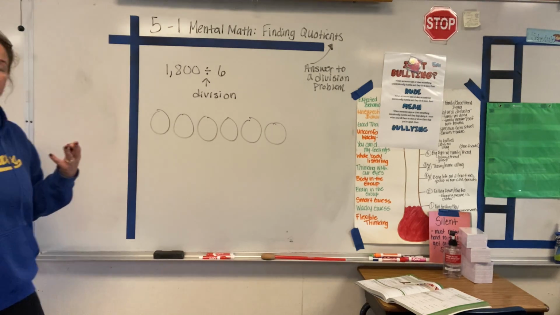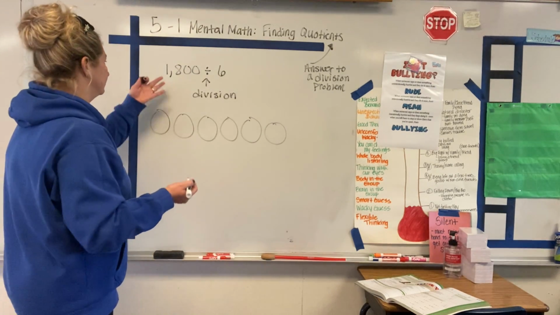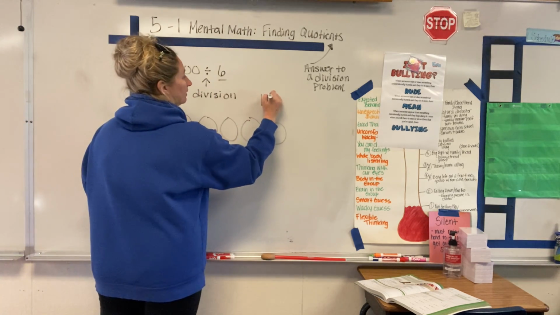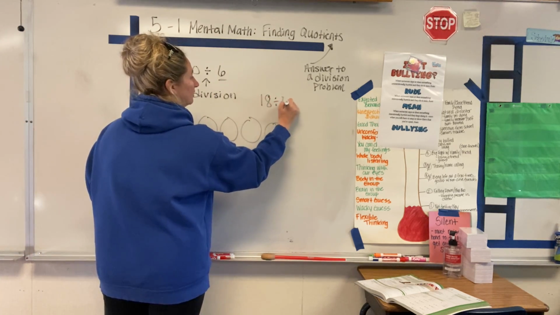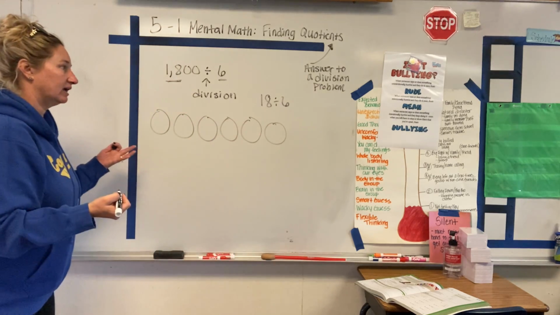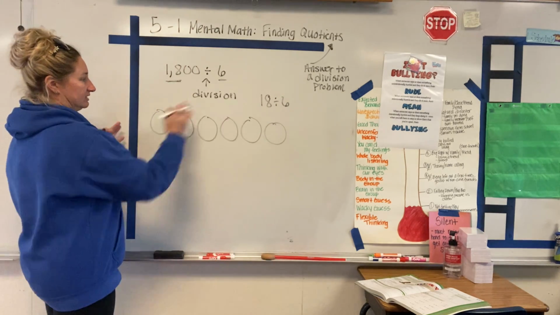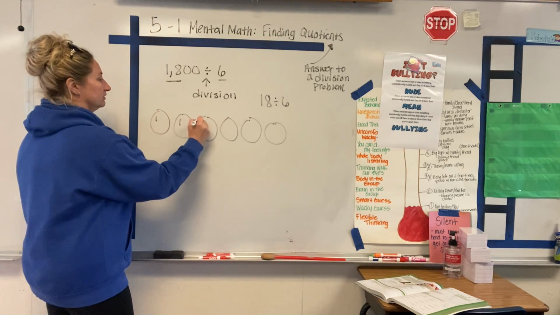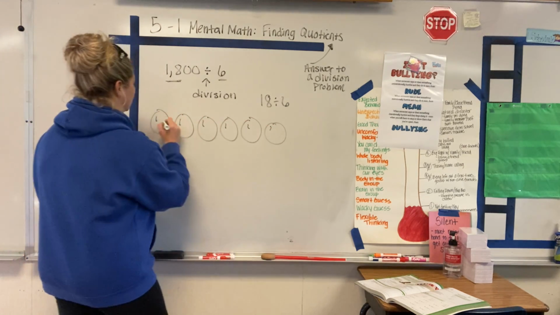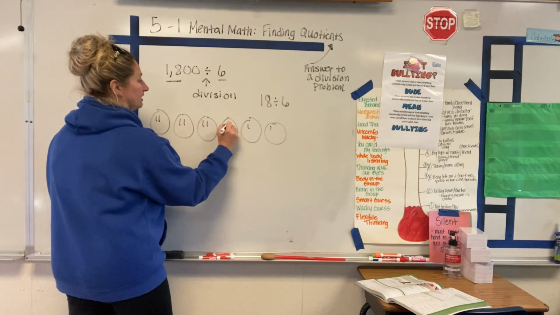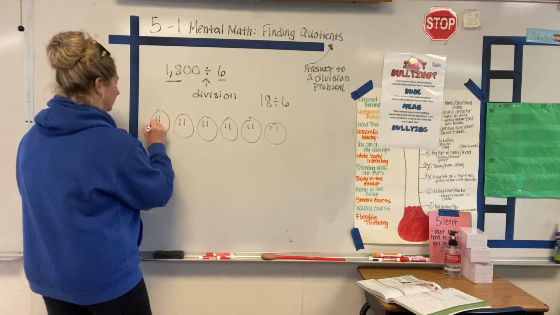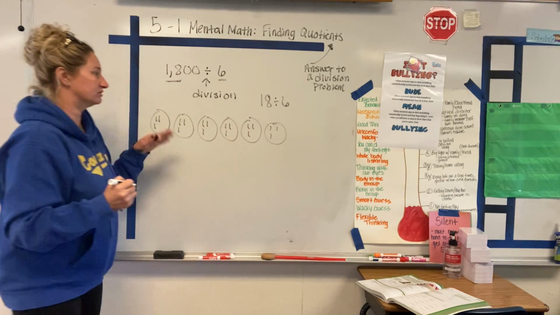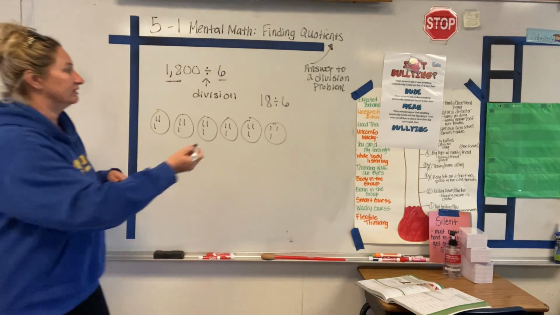Where when you have a smaller problem, like let's say I had 18 divided by 6, I could take and divide 18 into these 6 circles. So 1, 2, 3, 4, 5, 6, 7, 8, 9, 10, 11, 12, 13, 14, 15, 16, 17, 18. So there's 3 in each circle. So that equals 3.